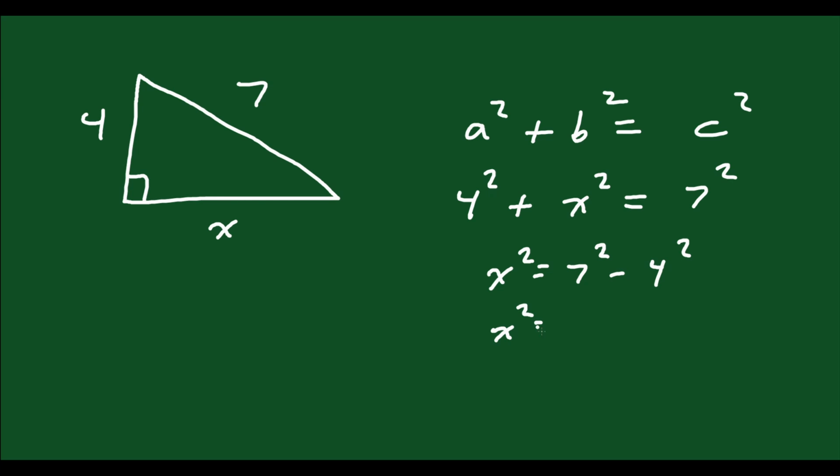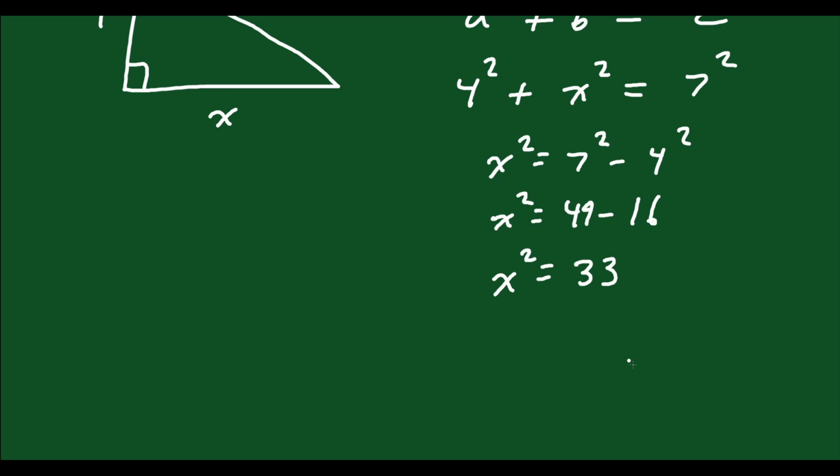So x squared is equal to 7 squared is 49, minus 4 squared is 16. X squared is equal to 49 minus 16 is 33. And so now your x is equal to the square root of 33. You square root both sides, right? And the square root of 33 is approximately equal to 5.74.